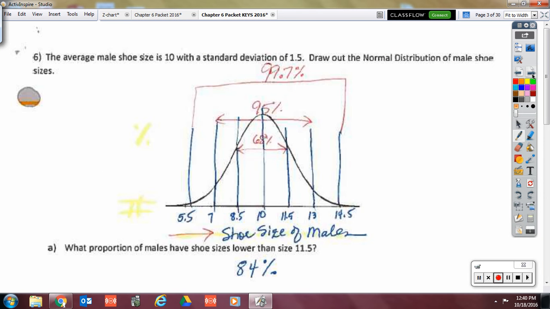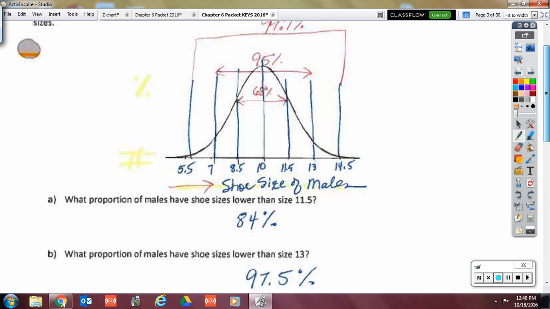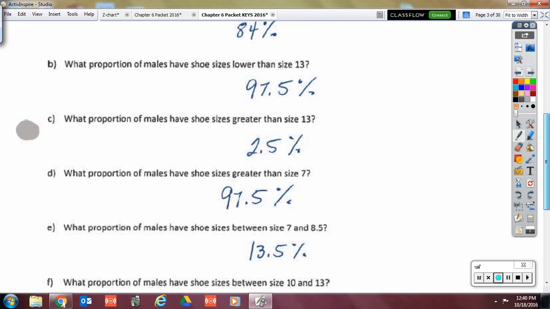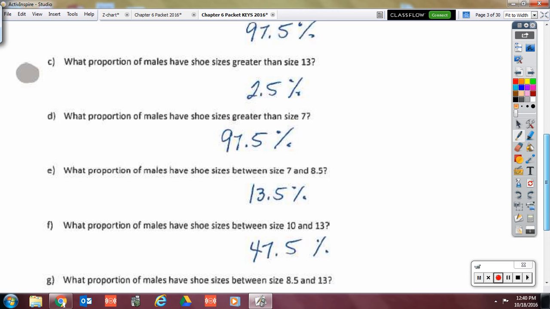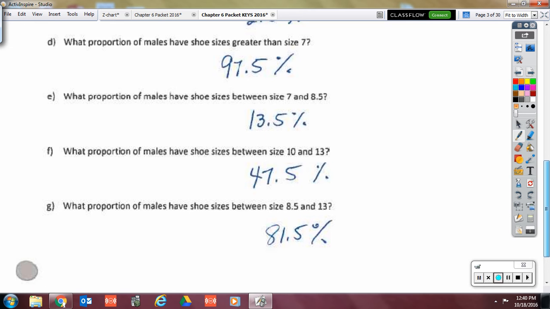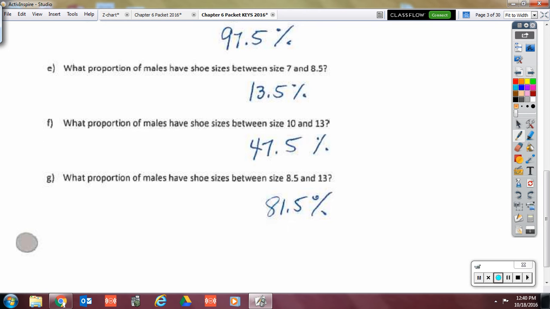Up here, same kind of thing. You filled in the percentages, and then the context were the actual X values. The context are the X values, and the Z-scores are your 0, 1, 2, 3, negative 1, negative 2, negative 3. And so 84%, B is 97.5%, C 2.5%, D 97.5%, E 13.5%, F 47.5%, and G 81.5%.